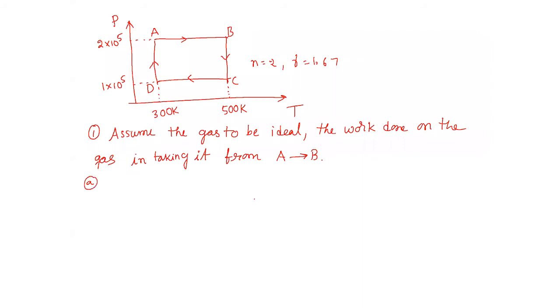Okay, so options are A 200 R, B 300 R, C 400 R, D 500 R. Okay, so tell me, what is the work done on the gas or by the gas in taking it from A to B? What is the answer? Tell me.